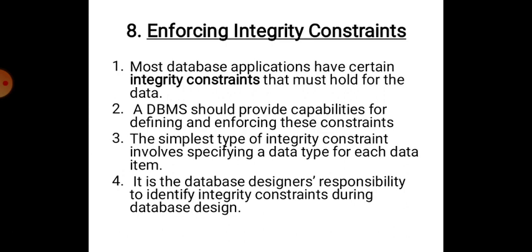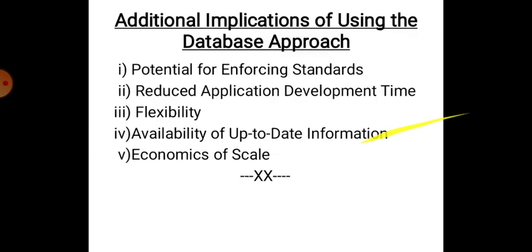Point number 4, it is the database designer's responsibility to identify integrity constraints during database design. So students, it is the responsibility of the database designer to take care of these integrity constraints. One very important aspect regarding constraints is that, for example, your university roll number is 9 digits, and all 9 digits are to be filled essentially. So this is one of the constraints.